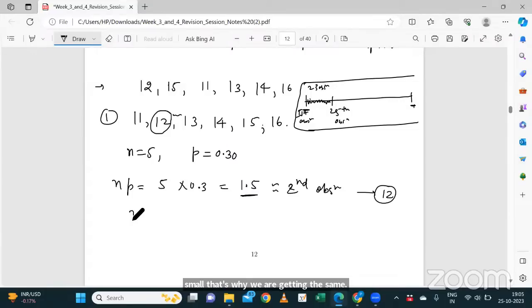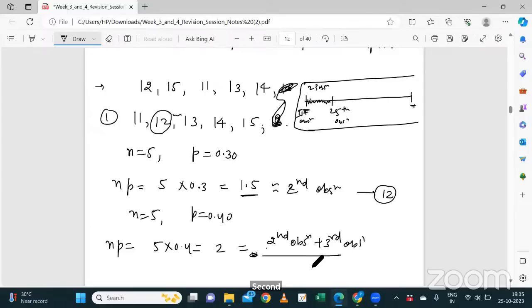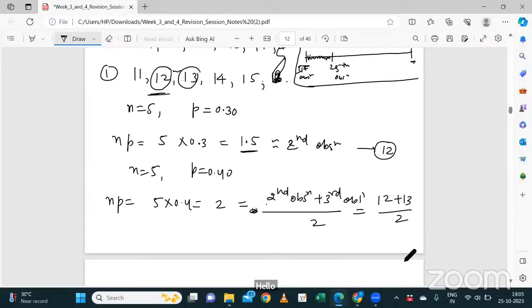Suppose n is 5 and p is equal to 0.40. 0.40 means suppose I'm interested to compute the 40% of my data set. Then what will be the value of np here? 2. Now it's an integer, right? If it is an integer, then we have to take the average of the second observation plus the third observation. What is the second observation? 12. What is the third observation? 13. So 12 plus 13 is 25, divided by 2. That means 12.5. Is it clear?